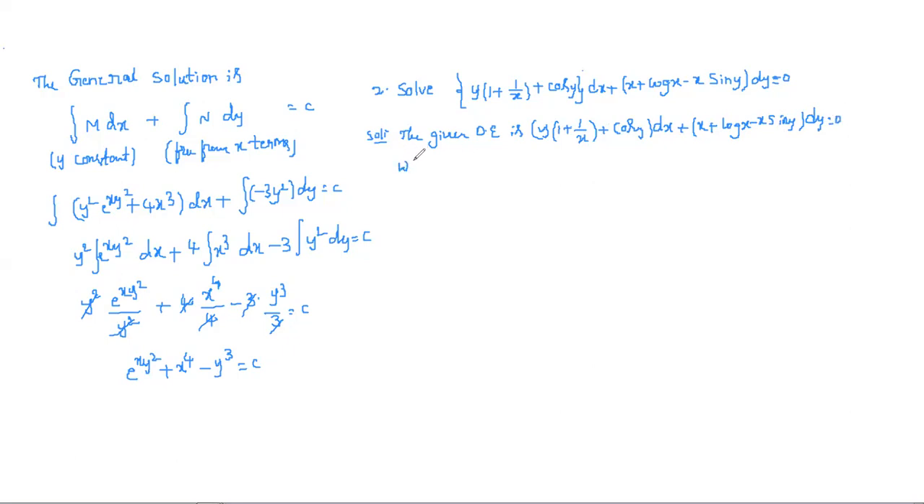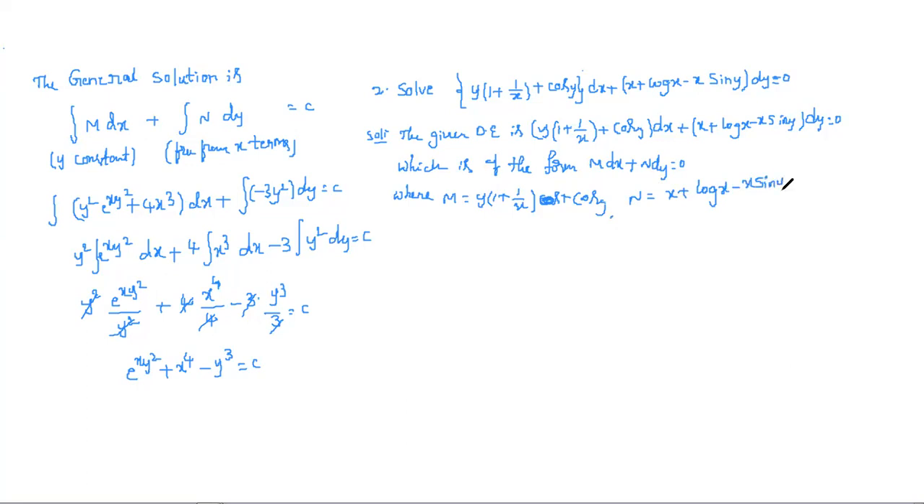Now we need to compare this equation with the form M dx plus N dy is equal to 0, where M is equal to y into 1 plus 1 by x, plus cos y, and N is equal to x plus log x minus x sin y. So I wrote M as well as N from the given problem.